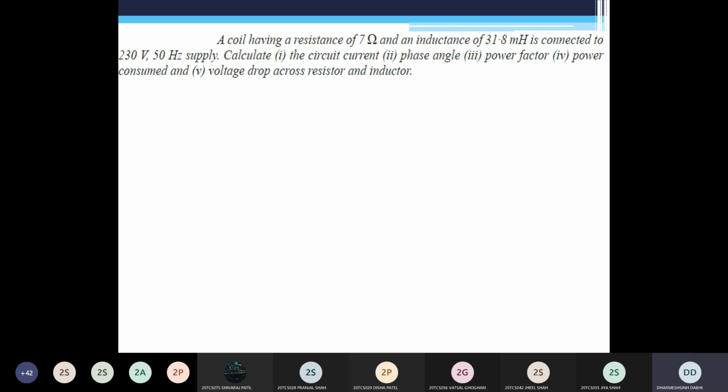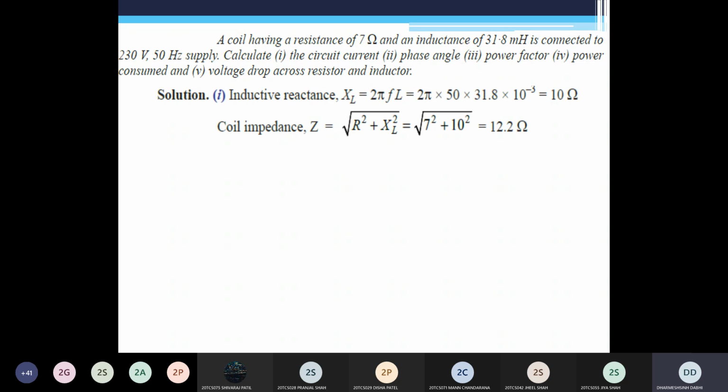Okay, now first find the circuit current. How to calculate the value of current from this given data? Yes, 18.85 ampere, very good. How to find this? F is given, L is given, so what do you find from this? XL, the inductive reactance. XL is equal to 2 pi F L. F is given, 50 hertz frequency. L is given, 31.8 millihenry. So you can find XL, that is 10 ohm.